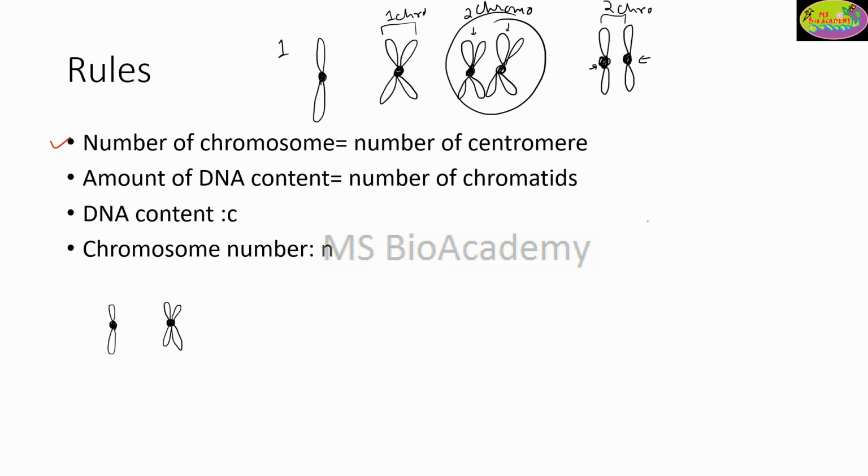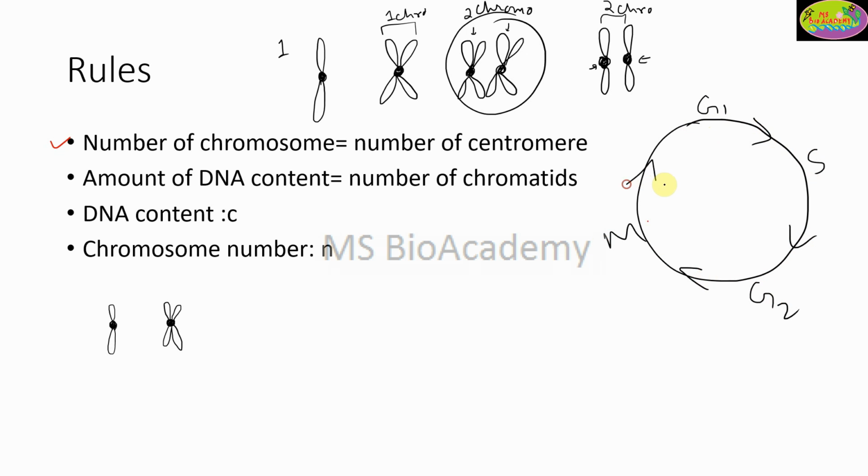Now, chromatids. First of all, what is it? A chromatid is nothing but a copy of the chromosome. You know that in the cell cycle, what are the phases? There is the G1 phase, then the S phase, then the G2 phase, and then the M phase, right? It always goes this way. This is your cell cycle, right? In the S phase we know that the DNA gets replicated, right?